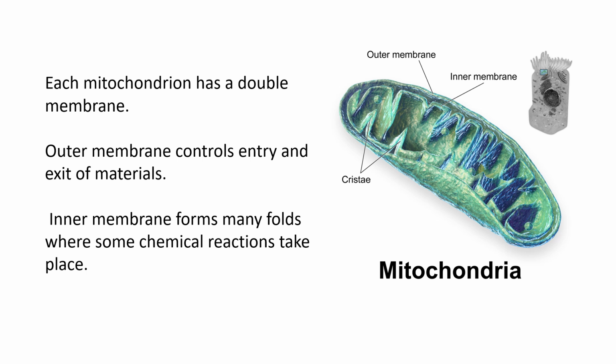The structure of a mitochondrion contains two membranes which are called the inner membrane and the outer membrane. The outer membrane controls the entry and exit of materials, and the inner membrane forms many folds where some chemical reactions take place.